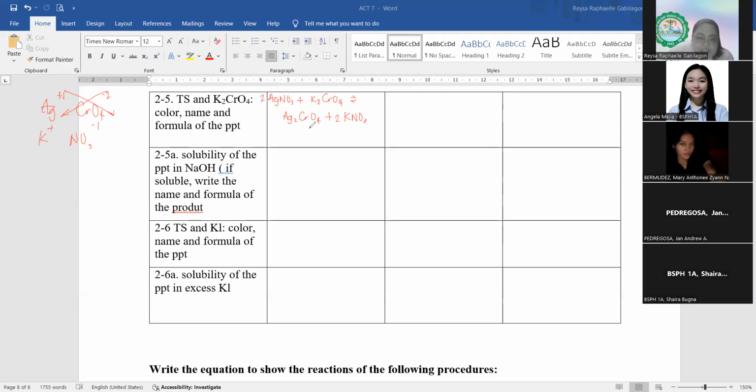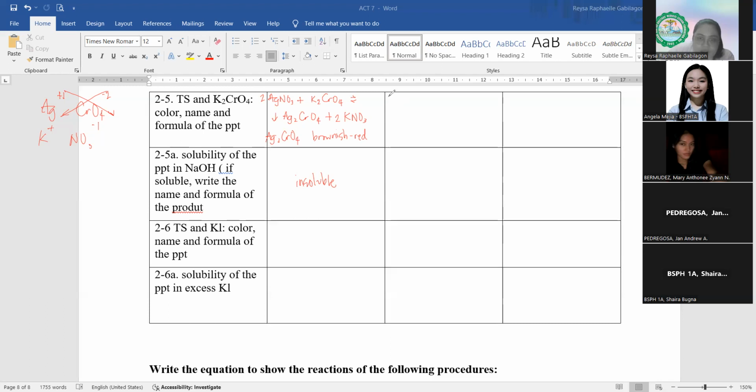Okay, it's balanced now. I said nitrate is always in liquid form. So our precipitate here is this one. We call this silver chromate. I don't know if you got this, but it is brownish red in color. Just write that, silver chromate. And in terms of its solubility in NaOH, this one is insoluble. So, no need for a new product.